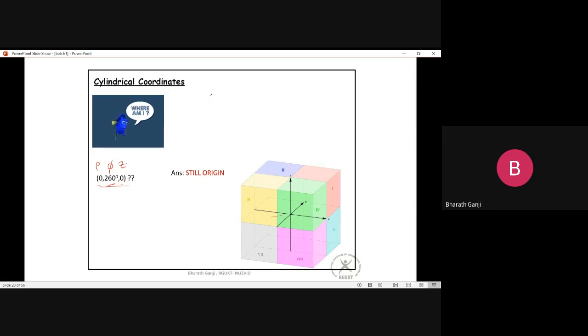In Cartesian, the origin has only one name. Okay, in Cartesian, a single name for the origin. But in cylindrical, 0, 10 degrees, 0 or 0, 20 degrees, 0 or 0, 30 degrees, 0, anything is the origin. So the origin has many names here. There are many names for the origin, but in Cartesian there is only one name. Okay, I think that makes it clear.